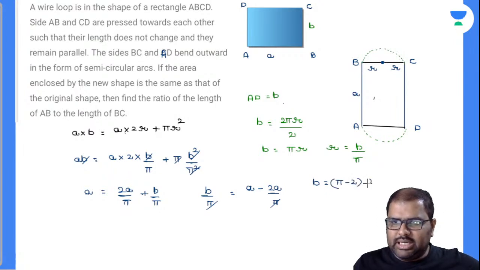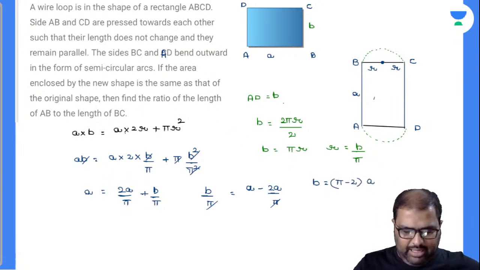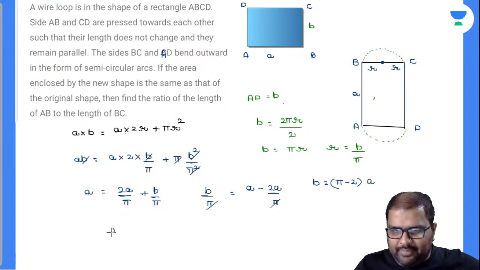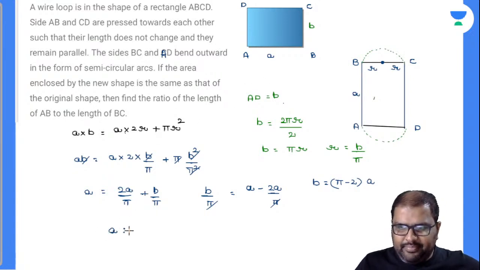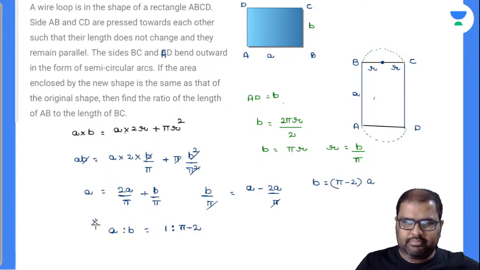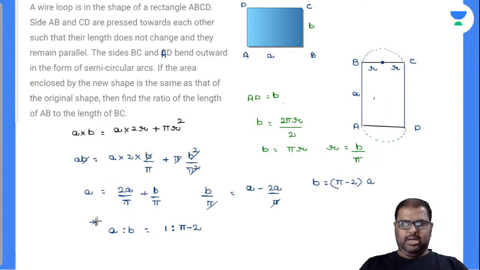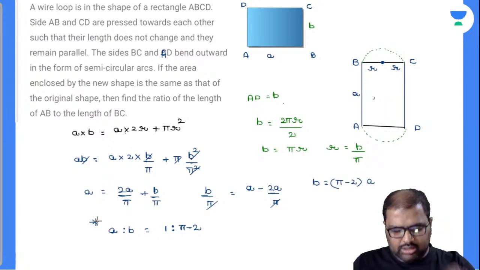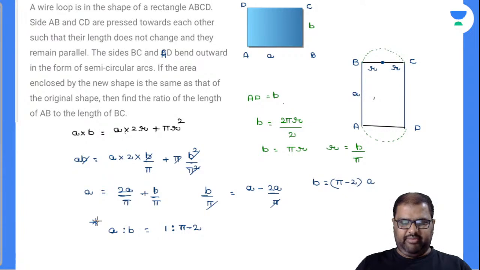So what is the question asked? The ratio of the length of AB to AC. AB is A, BC is B. So finally I can write this as 1 is to pi minus 2. Will you accept with me regarding this? Yes, perfectly, and this is my answer. In the entire scenario, if you can draw the diagram, yes, you can solve the question very easily, right? Nothing more than that.